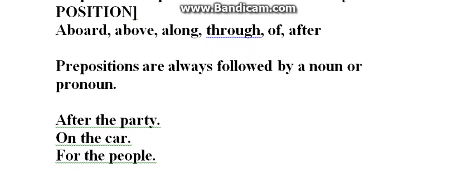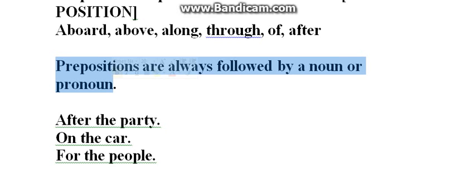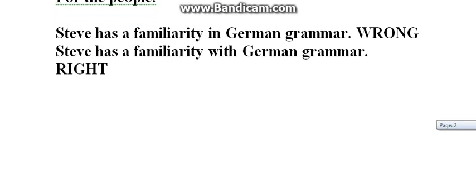For example, if we say after the party, we have after as a preposition, and we have the party. So we have a preposition, and we have a noun. On, another preposition, the car is a noun. For is another preposition. The people is a noun. Prepositions have to always be followed by a noun or a pronoun. If they're not, it's wrong. Let's look at the final example here.